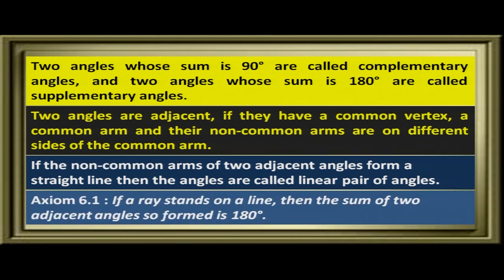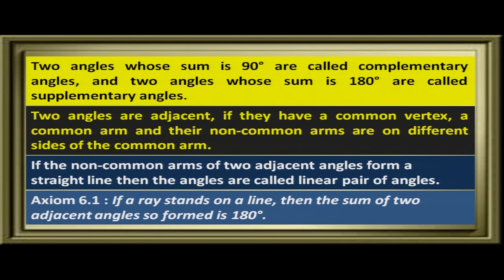Based on this, we have an axiom, that is, if a ray stands on a line, then the sum of two adjacent angles so formed is 180 degree. So, we have studied up to this. Now, read the last statement again. If a ray stands on a line, then the sum of two adjacent angles so formed is 180 degree.